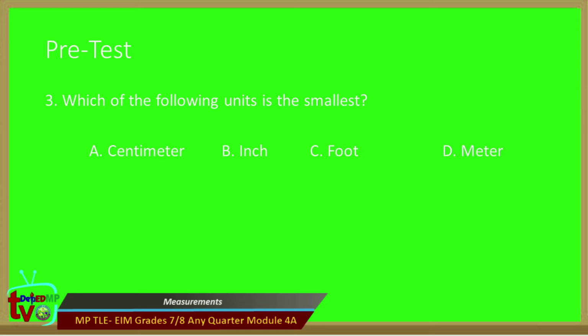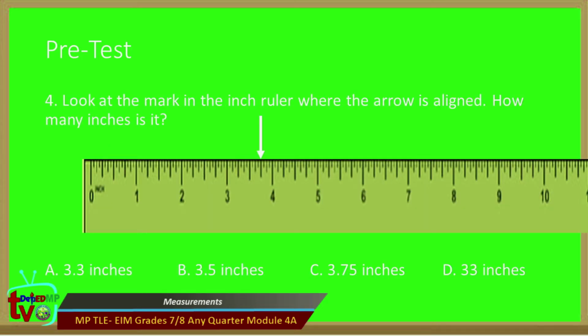Number 3. Which of the following units is the smallest? A. Centimeter, B. Inch, C. Foot, and D. Meter. Number 4. Look at the mark in the inch ruler where the arrow is aligned. How many inches is it? A. 3.3 inches, B. 3.5 inches, C. 3.75 inches, and D. 33 inches.